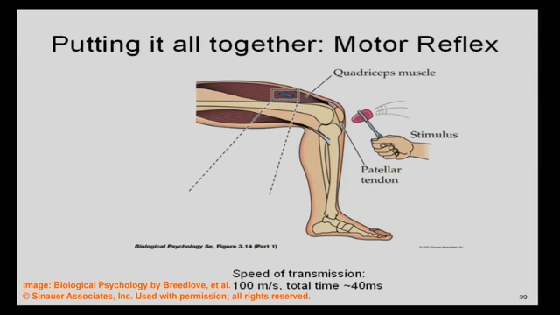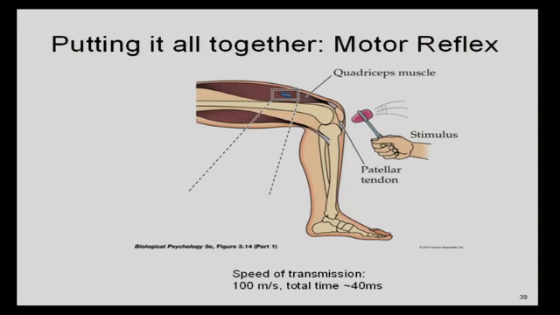And that can be summarized in one example, and that is the knee-jerk reflex. Everybody knows what the knee-jerk reflex is. You've all had it at the doctor's office. They bang your knee right there, and your foot comes up. And this is a very fast response. The speed of transmission in all of the axons involved in this response is 100 meters per second.